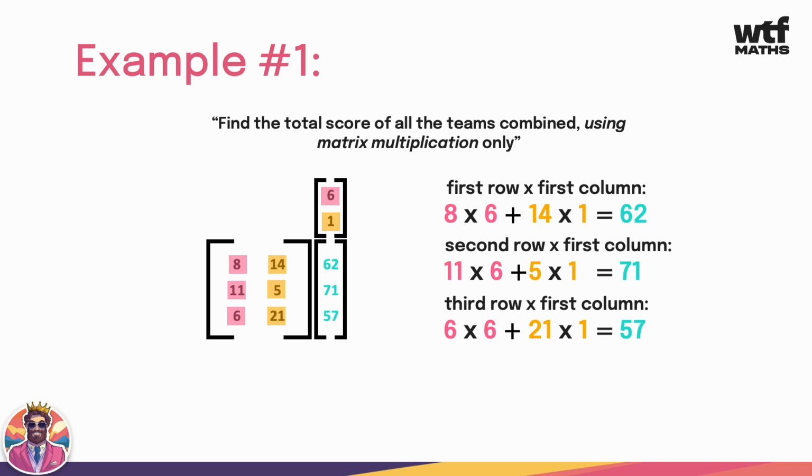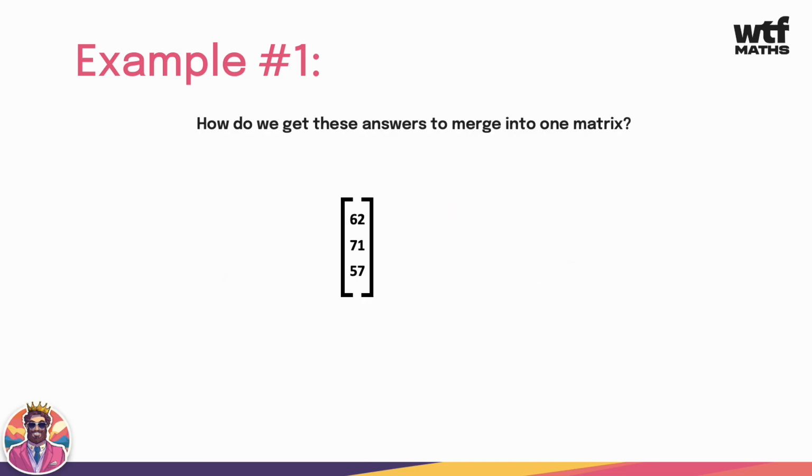Now, this is pretty easy for us to do in our head. We'd just add the 62, the 71, and the 57 together, and we should get the answer pretty easily. But if we have to use matrix multiplication, we're going to have to use either a unit row or a unit column to do it. Let me show you what I mean. So the question we should be asking ourselves is, how do we get these answers to merge into just one matrix together? How do we get 62, 71, and 57 to all become just one combined number?